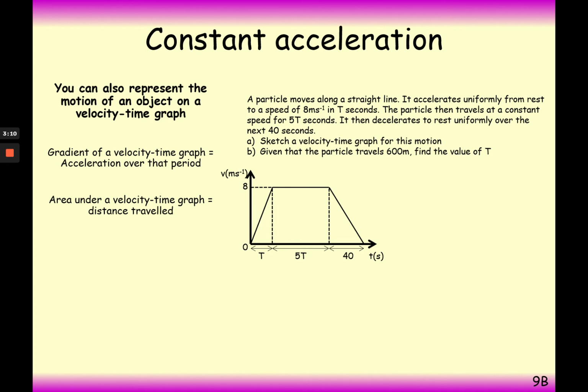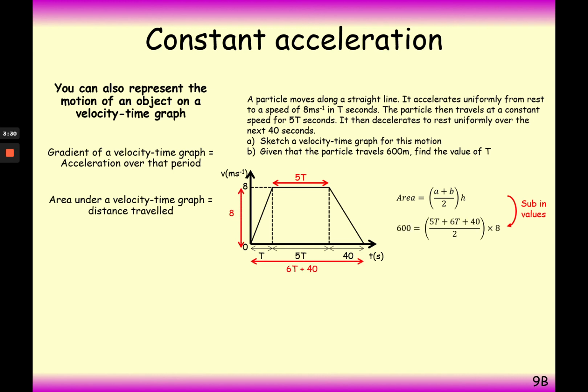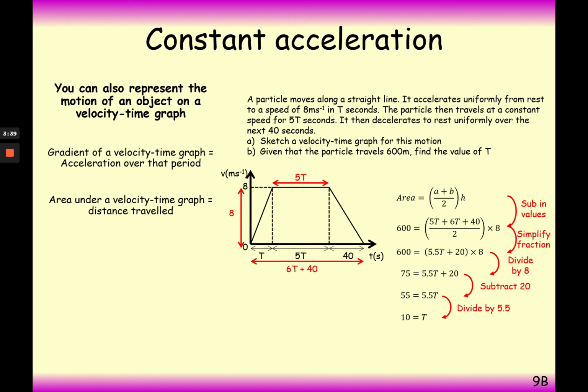We need to find the value of t now, given that the total distance travelled is 600 meters. So the area under the graph is going to be 600 meters, and we can also work that out in terms of t. So we get 600 equals (5t plus 6t plus 40) over 2 times by 8. And then we can simplify that down and solve it to get t equals 10 seconds. Okay, and now have a go at exercise 9b, please.